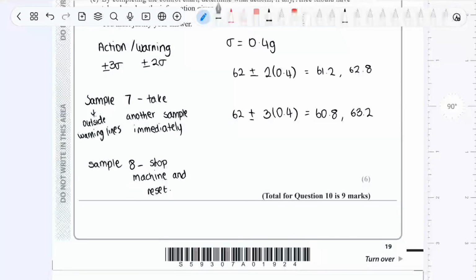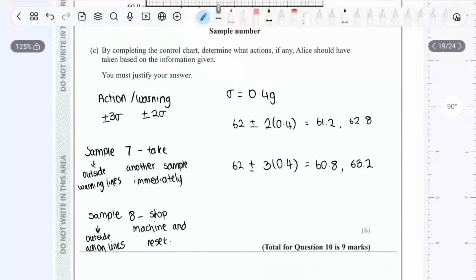And then for sample 8, well, it's outside the action lines. And so your last marks are from here. And that is the whole of question 10.